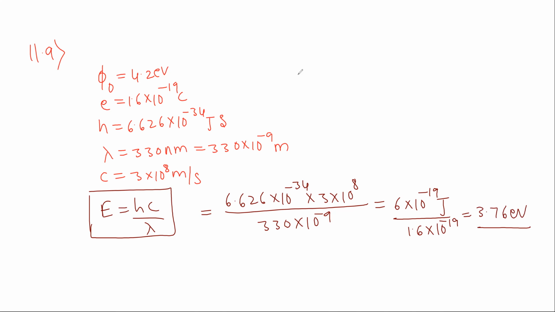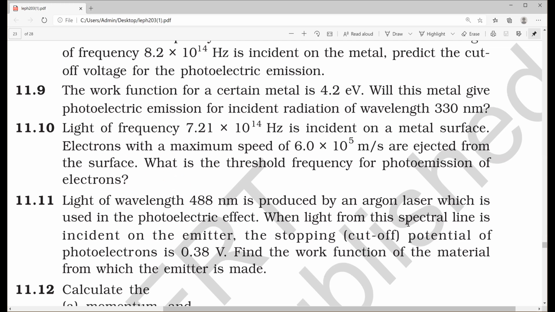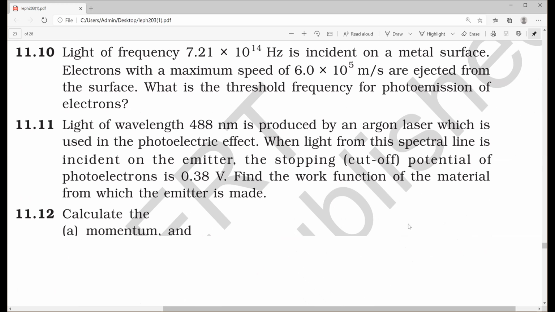So this also is a direct substitution of the given values. E is calculated by using the formula hc by lambda, and the E value is equal to 3.76 electron volt. So next we shall move to 11.10. Let us see what they have asked in 11.10.